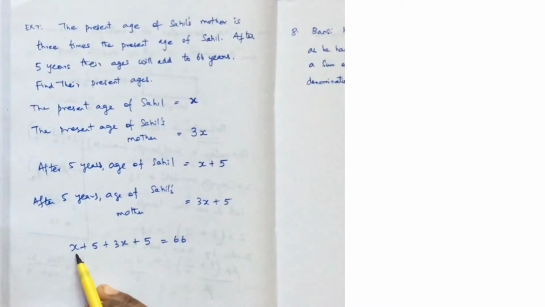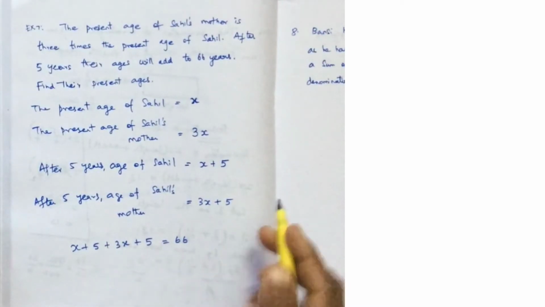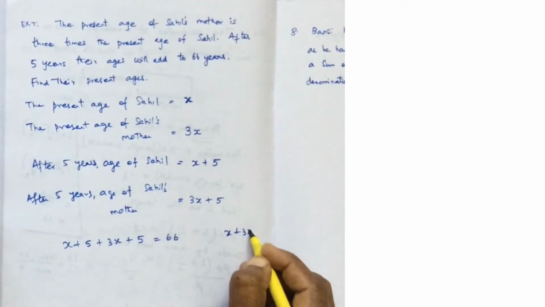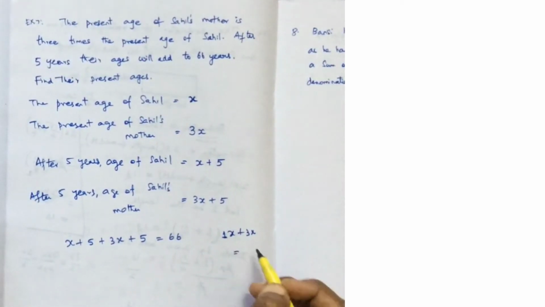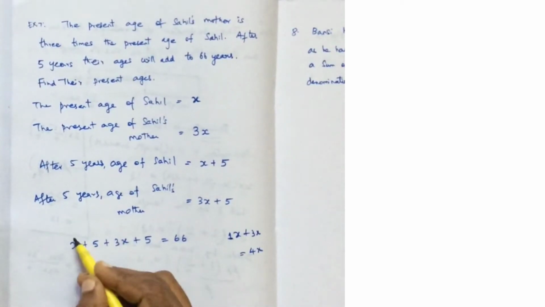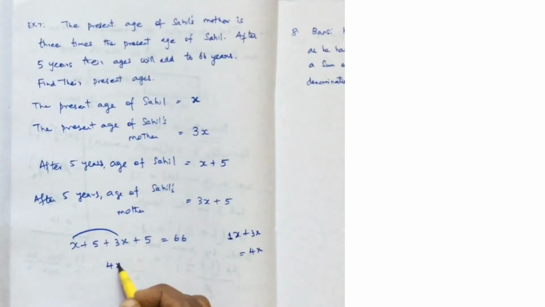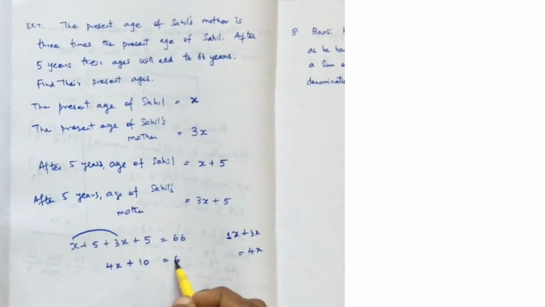Here is one x and here is 3x. Just add x plus 3x. X means it is 1x. It's as simple: 3 plus 1 is 4x. So this added together gives 4x plus 5 plus 5, 10. That is equal to 66.